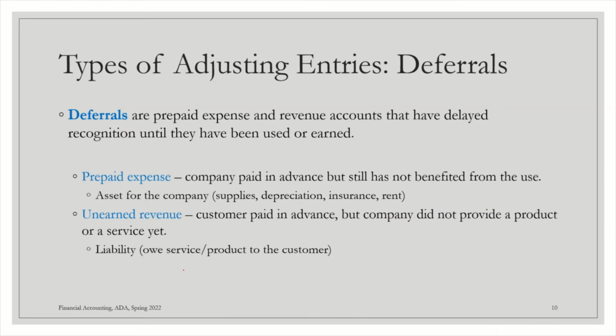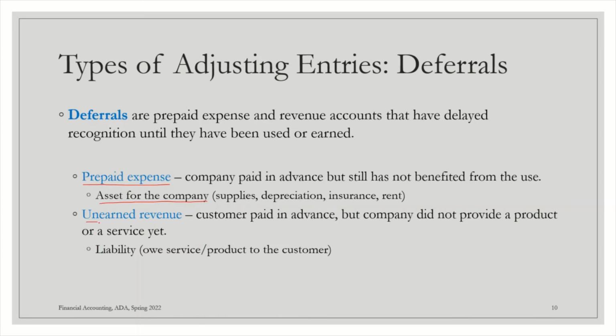Now moving on to the details of the deferrals. We've already talked about the deferrals in direct examples. So we had prepaid expense. Yes, we had prepaid insurance, prepaid, I think it was rent. So something a company had paid in advance for, but has not yet benefited from, from the use of that asset. The prepaid expense is an asset for the company, because I've paid for it, I haven't used that benefit yet, but I have the right to use that benefit.